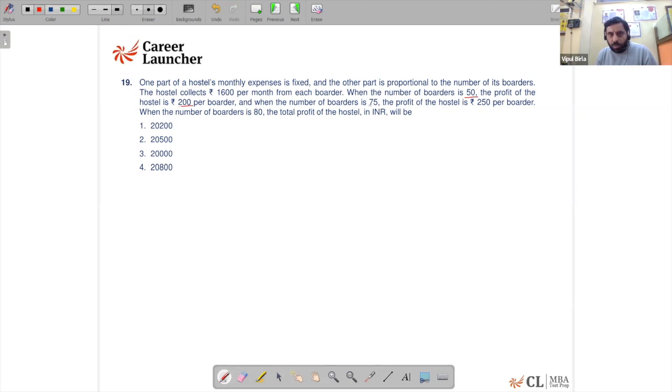And when the number of boarders is 75, the profit of the hostel is 250 per boarder. When the number of boarders is 80, we are supposed to identify what will be the total profit of the hostel. So one thing we got to know is that the hostel is charging 1600 rupees per person. And if I talk about total expenses that are incurred, total expenses will be equal to a fixed expense, and there is a variable expense and they mentioned that it is proportional to the number of boarders.